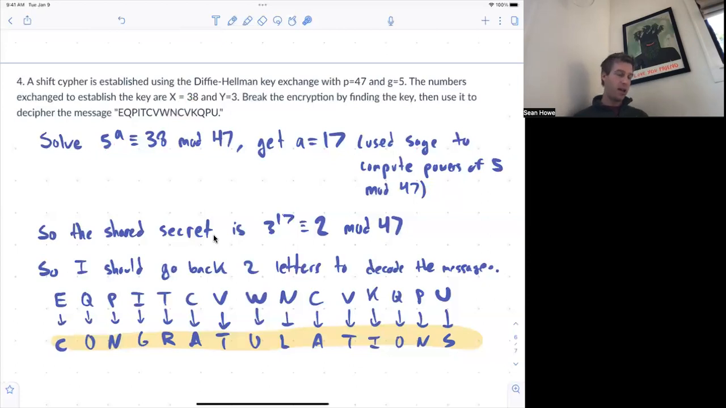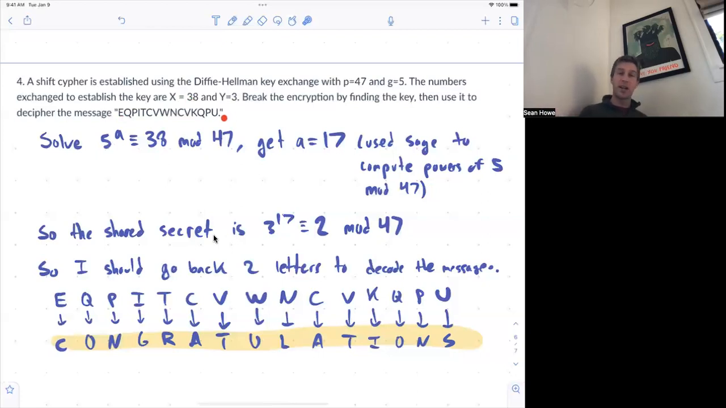Now to get the shared secret, I can just behave as the person who sent 38 would. I take this other number 3 I got, and I raise it to the 17. So I raise it to the A, because once I know what the one person's secret number was, I can just do the same thing they do to get the shared secret. So I get 3 to the 17. That's 2 mod 47.